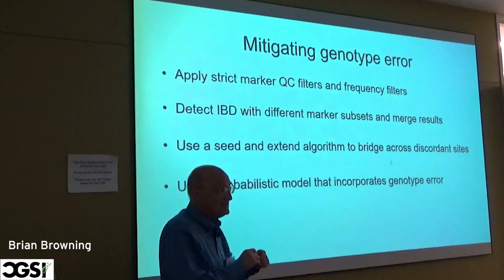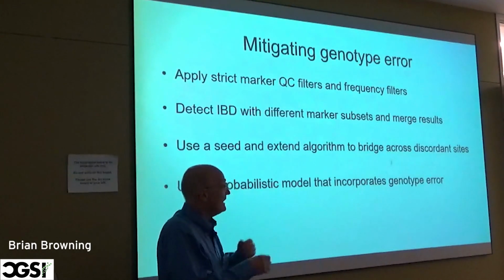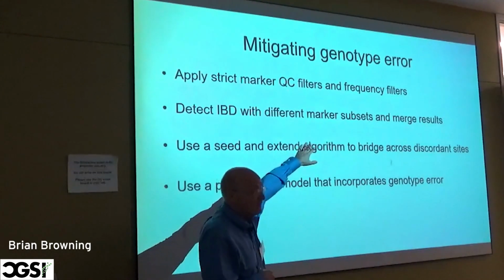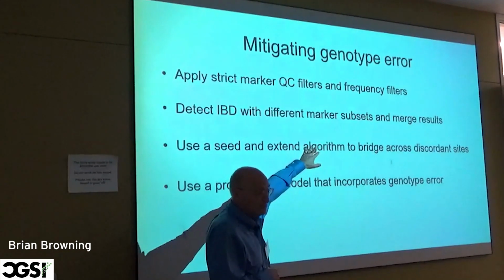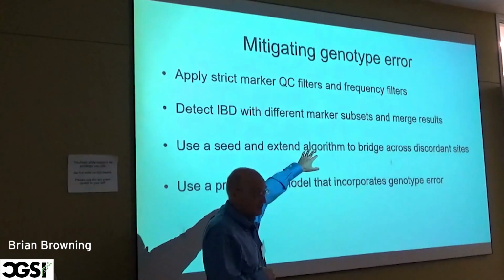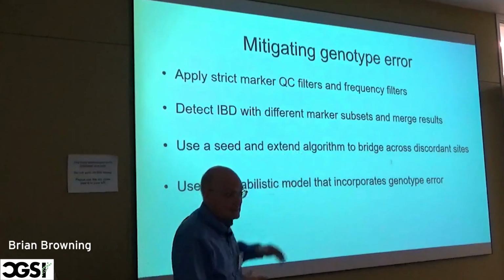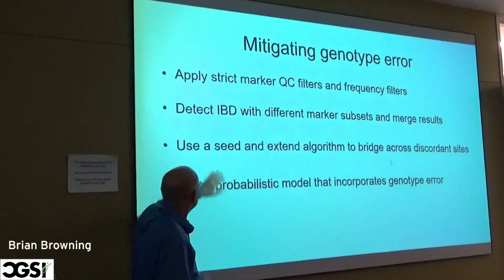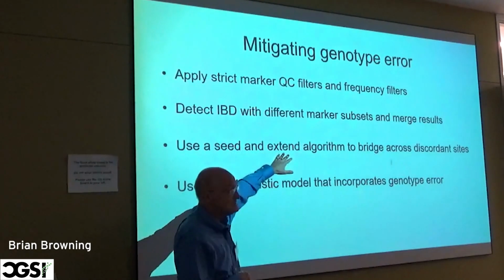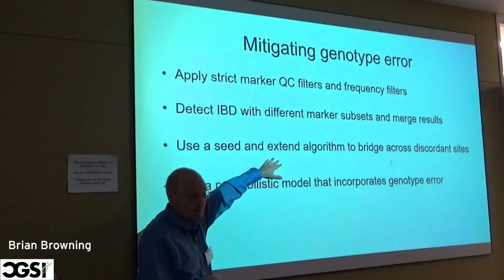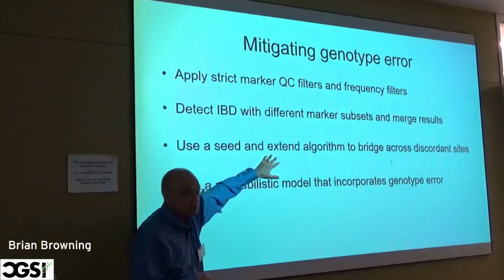So in our experience, it's often a good trade to apply even a 5, 10% allele frequency filter. I mean, something pretty severe, throwing out variants with a lower frequency, and then performing your IBD segment detection. You can detect IBD with different marker subsets and merge the results. The RAPID method pioneered this approach.